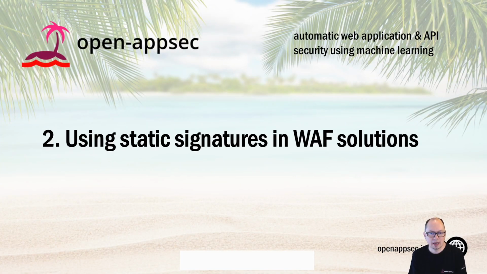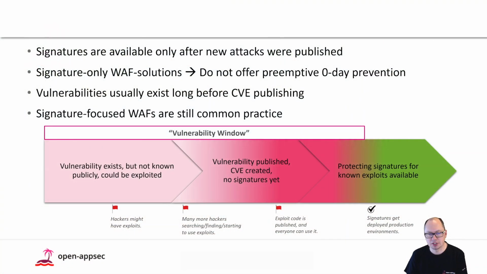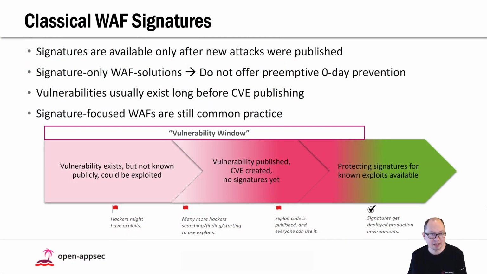So let's have a look at why relying on static signatures alone in WAF solutions might not be a good idea. The thing with signatures in WAF solutions, or signatures in general, first of all, is that by design, signatures can only be available after new attacks were published, because you need to create a signature for specific attacks, attack types, and so on. That means that by design, a WAF solution that relies solely on signatures does not offer preemptive zero-day prevention.